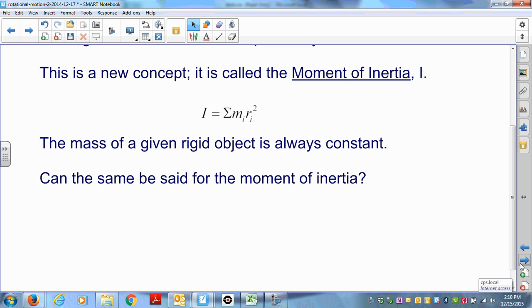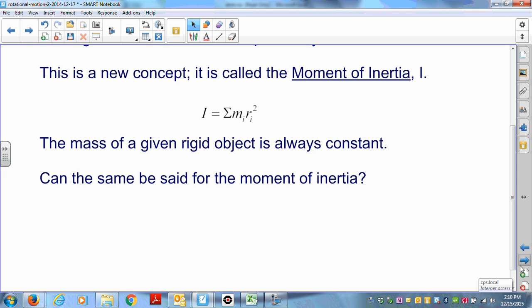So for a single point rigid body, the moment of inertia of all those little tiny bodies in this whole system is equal to the sum of the mass times the radius squared. Now again, this is not the radius of the small object. This is the distance from that small point object to the pivot point. The mass of a given rigid body is always constant.